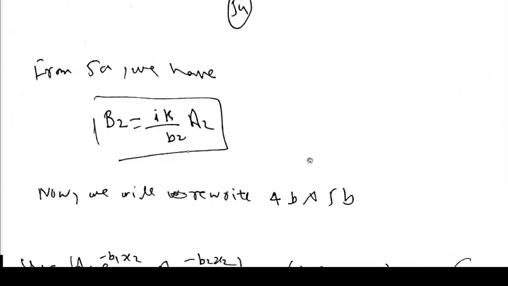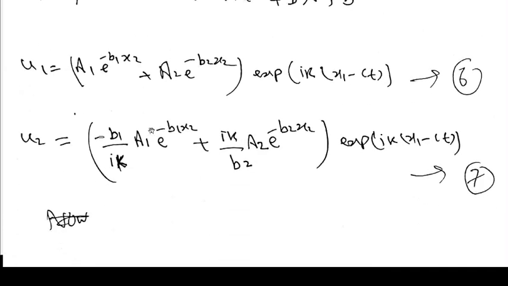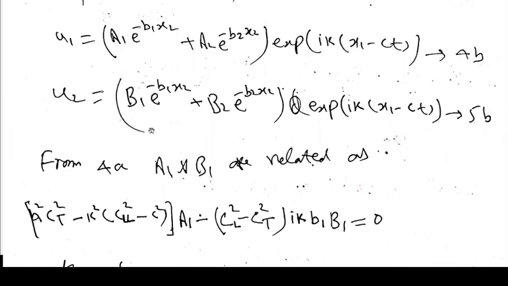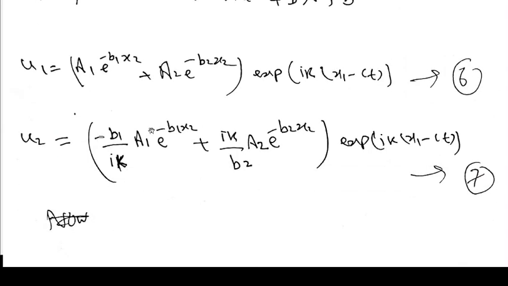Now from 5a you have B2 here. Now using these two in equations 4b and 5b you have equation numbers 6 and 7. You can see that now you have two equations, 6 and 7, and two unknowns, A1 and A2. So you have to calculate these A1 and A2.